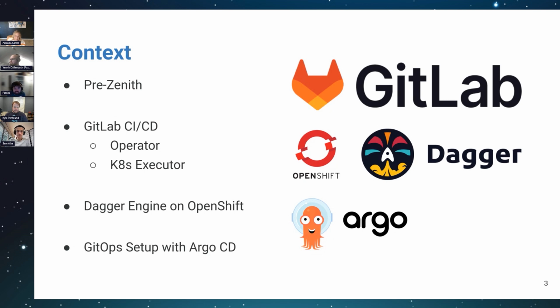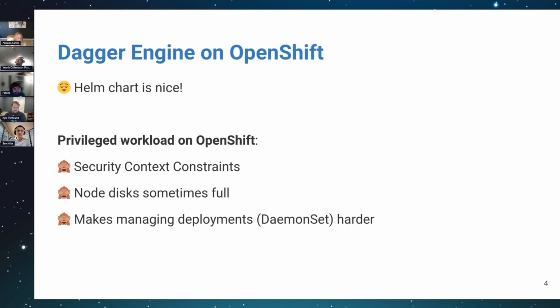The Dagger engine itself also runs on OpenShift. We are currently using the official Helm chart. And everything that you see on this slide is tied together by ArgoCD, our GitOps setup. We really like to use the declarative approach to manage our infrastructure, and ArgoCD gives us that. So yeah, the Dagger engine on OpenShift.